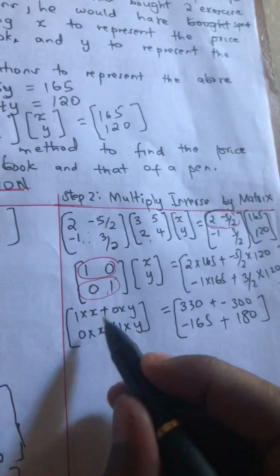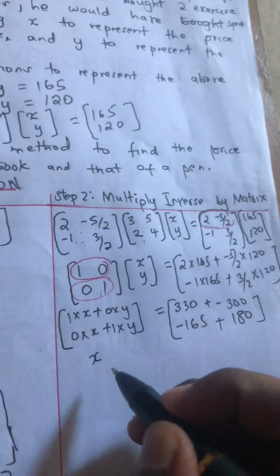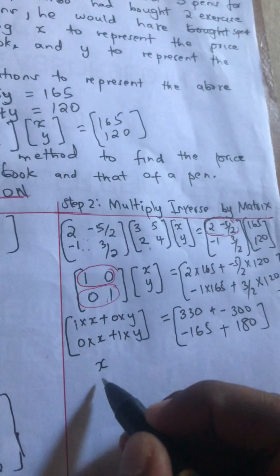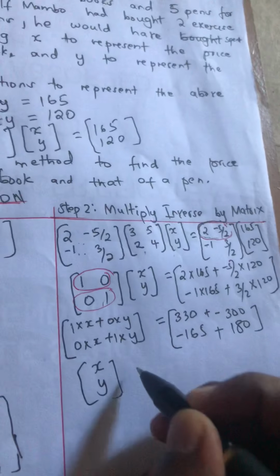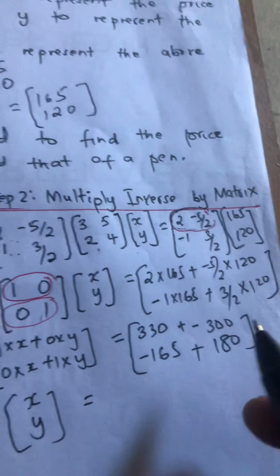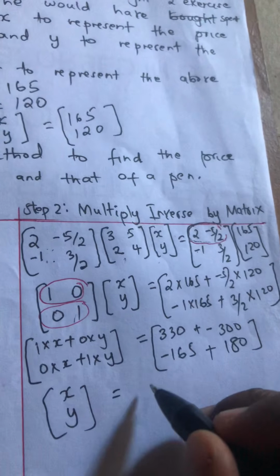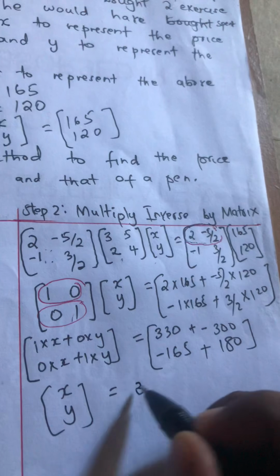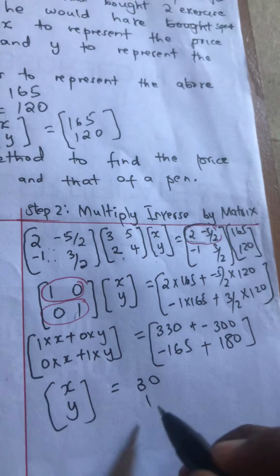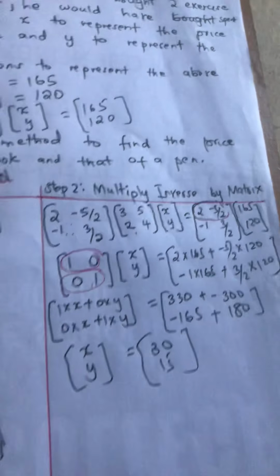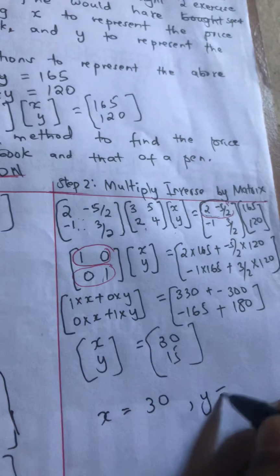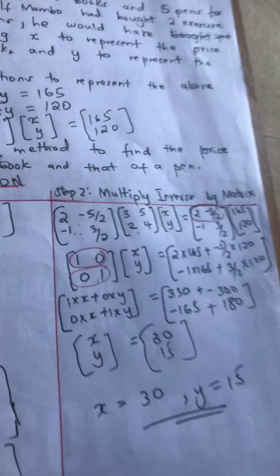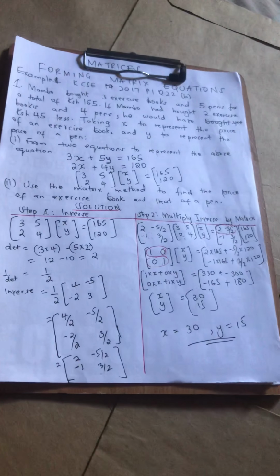On the left, 1 times x is x plus 0 times y is 0, and 0 times x is 0 plus 1 times y is y. That is equal to 330 plus minus 300, which is 330 minus 300 which is 30, and below it 15. So x is equal to 30 and y is equal to 15. And that is how we have finished the problem. I hope you have understood. I wish you well.